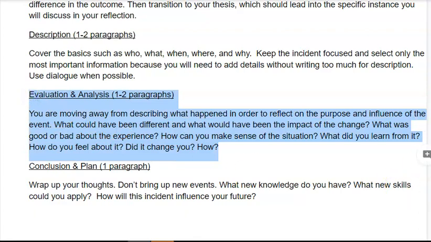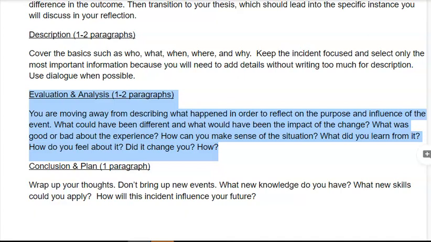This is 1 or 2 paragraphs as well. So you have to move away from describing what happened in order to reflect on the purpose and influence of the event. So it's not just about telling me what happened. You actually have to reflect on it so that you can tell me the purpose, the influence that it had in your life.